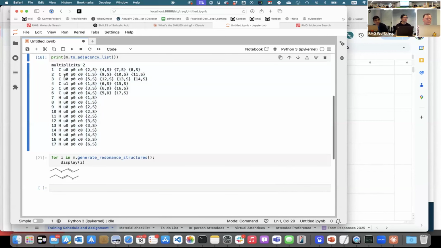You'll get used to it, but often the only way I can debug stuff is by going carefully through the adjacency list and figuring out what's bonded to what. Is it what I expect?